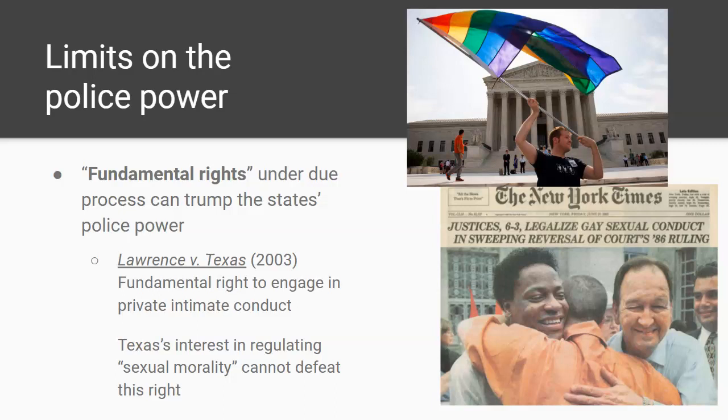That's a basic introduction to the powers of the states. In the coming lectures, we'll be looking at national powers.